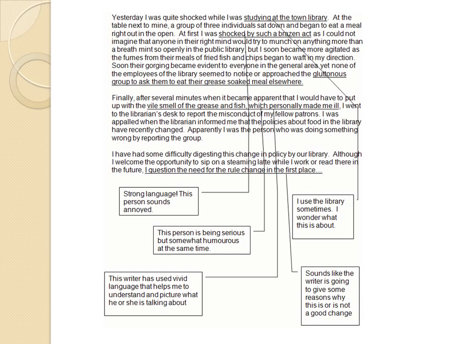I have had some difficulty digesting this change in policy by a library, although I welcome the opportunity to sip on a steaming latte while I work or read there in the future. I question the need for the rule change in the first place. This article includes strong language, serious but humorous tone, also vivid language.